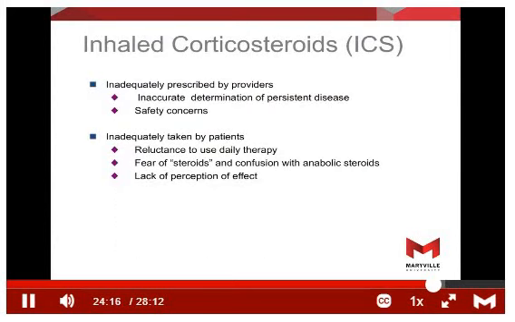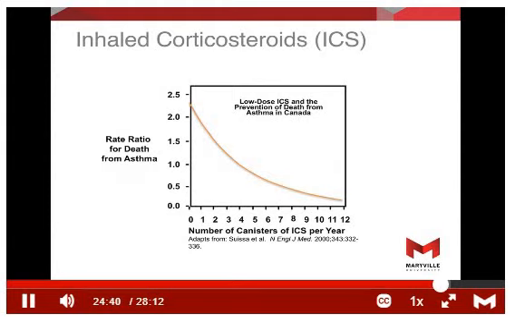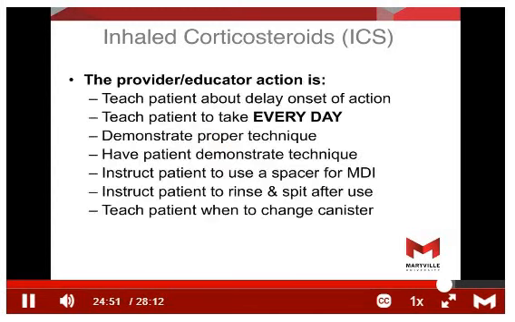With inhaled corticosteroids, inadequate prescribing by providers leads to inaccurate determination of persistent disease, and they're a safety concern. Inadequate use by patients comes from reluctance to use daily therapy and fear of steroids, so you have to let them know that inhaled corticosteroids are not systemic, okay? They are not anabolic steroids, and there is a lack of perception of effect. So this is just another picture showing the ratio of deaths with use of inhaled corticosteroids, long term.